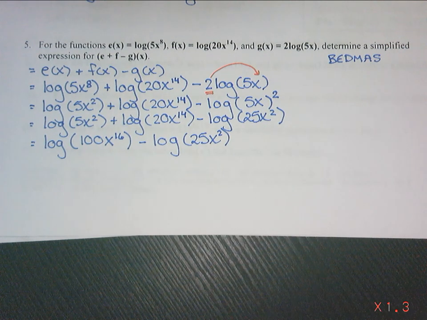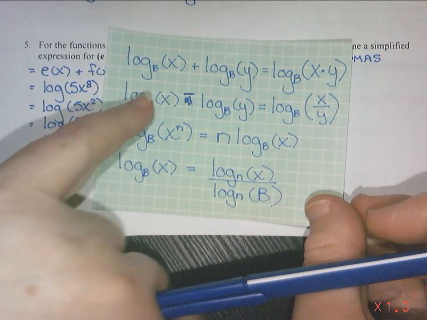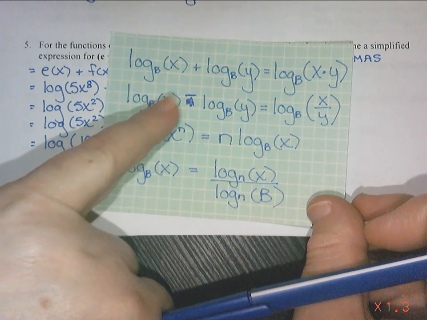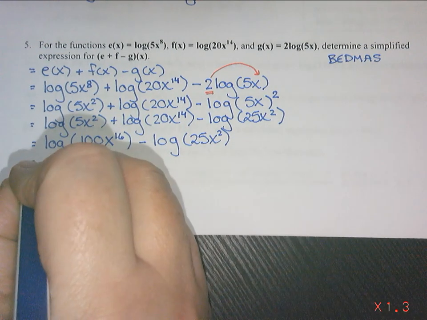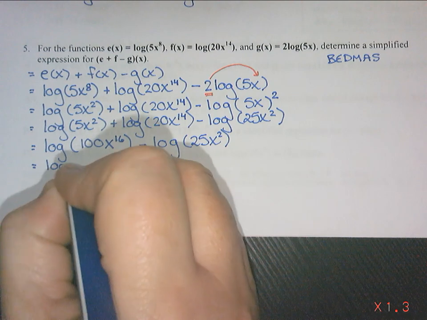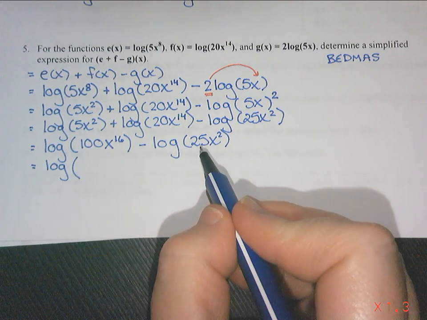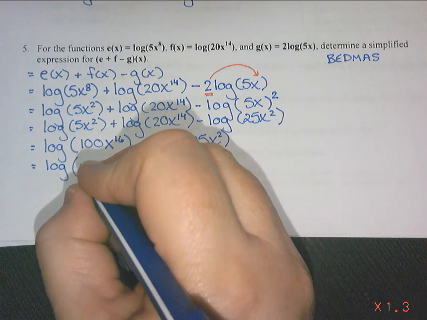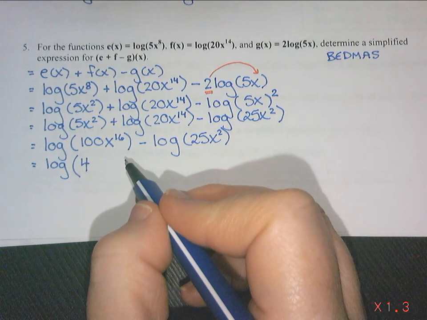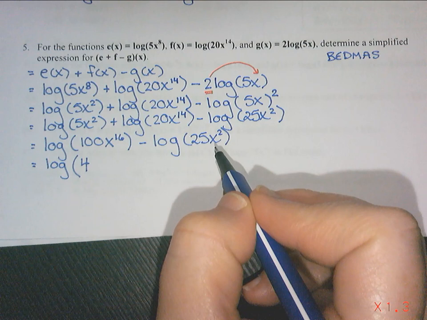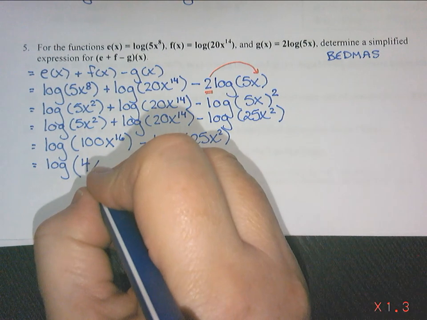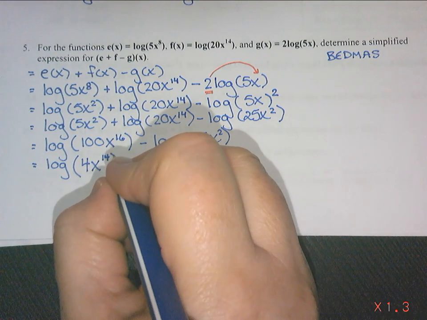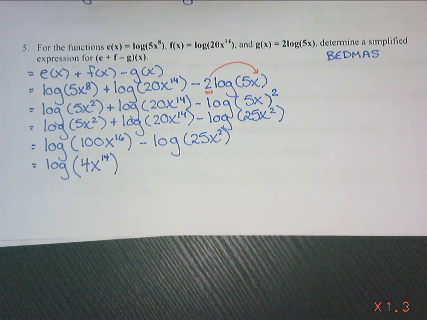Last thing I need to do is find a way to subtract them. I have this rule that says when I subtract two logs with the same base, I would divide their arguments. These do have the same base, so this is going to be log of 100 divided by 25 is 4. And then x to the 16 divided by x to the 2. If I use my exponent laws, I would subtract. So 16 take away 2 is 14. That rule is also on your green sheet on the back page right above where the logs are.